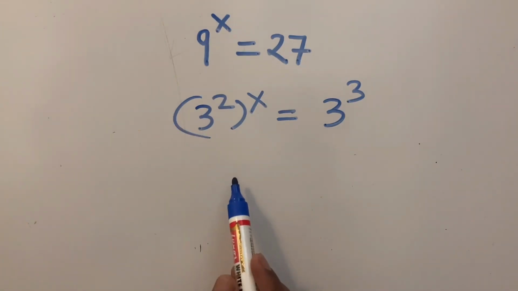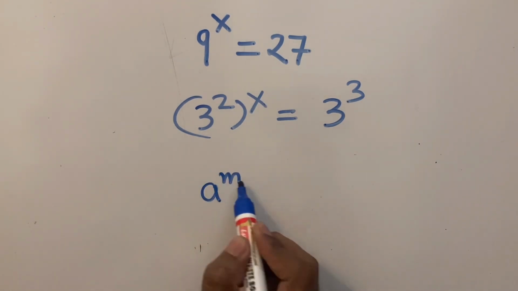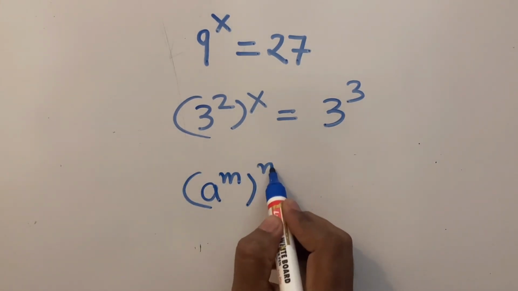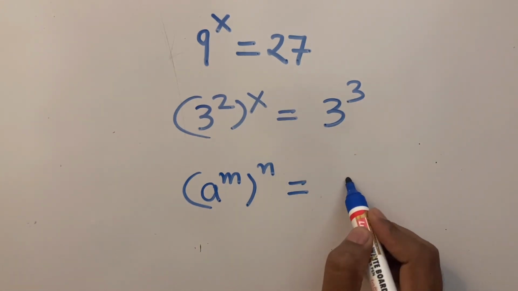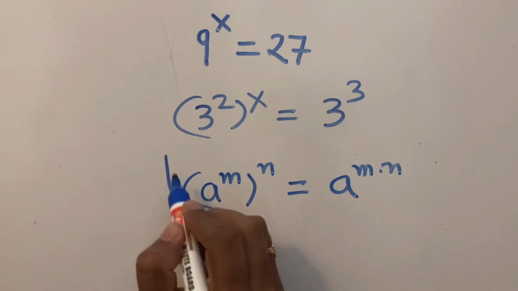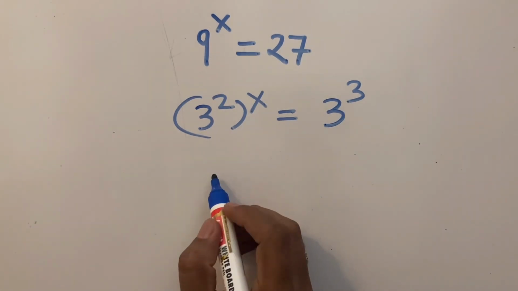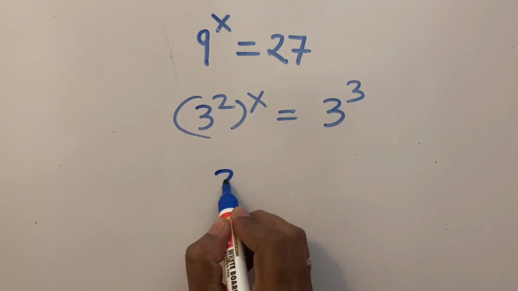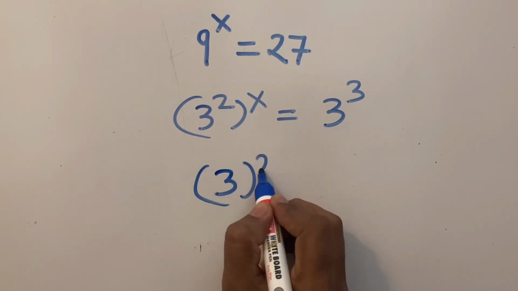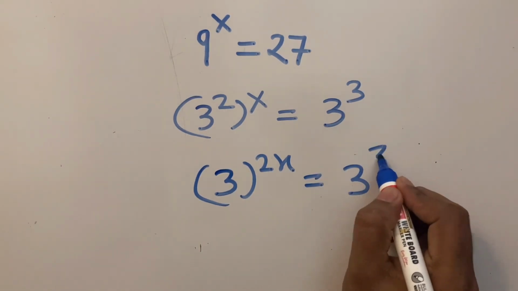In the next step we are going to apply this exponential rule, which is (a to the power m) to the power n equals a to the power m times n. Here in this equation it will be 3 to the power 2x equals 3 to the power 3.